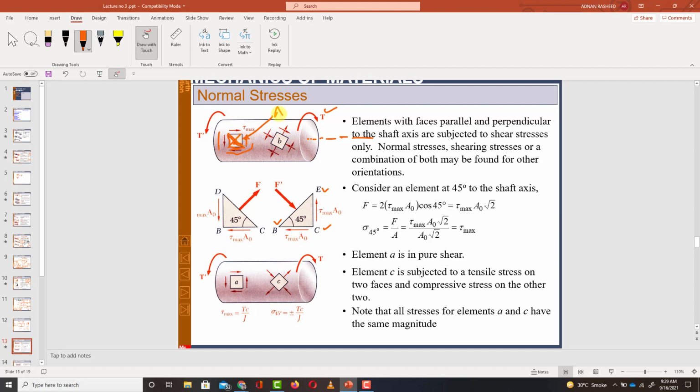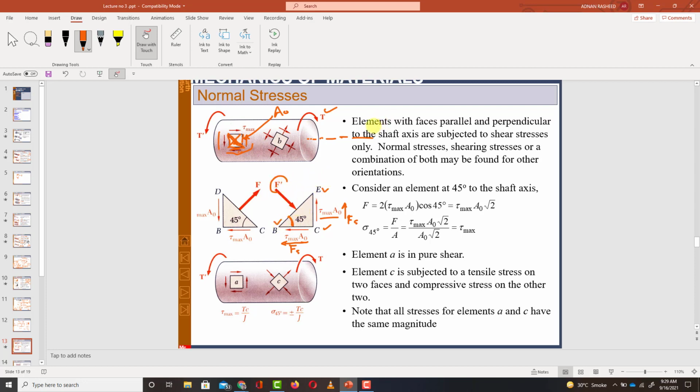and this area, let this area be A naught. So maximum shear stress into this area will equal the force in this direction. Clear? Shear force in this direction. Similarly, below here, the maximum shear stress into area will give you the shear force Fs. Now, as this is a square and you have cut it, there is a 45-degree angle. Clear? And there is a normal reaction force acting perpendicular to this surface.